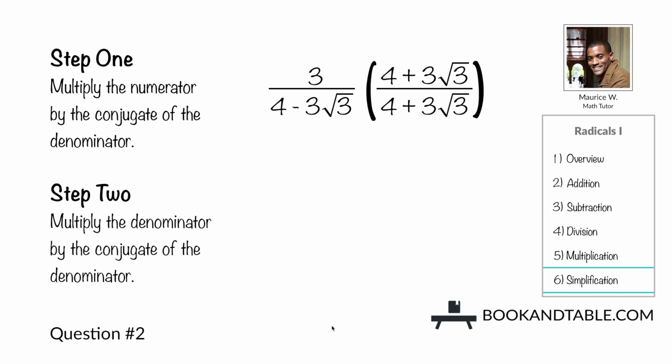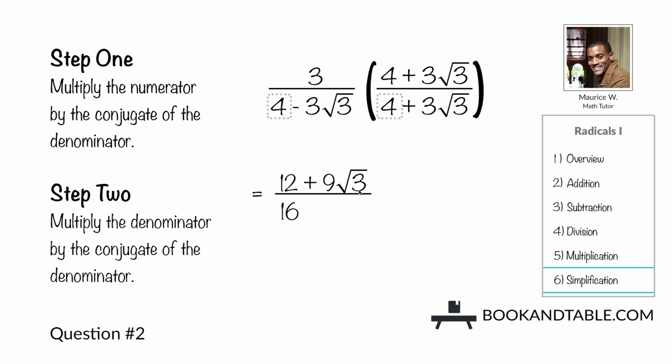Question number 2. You were given 3 divided by 4 minus 3 radical 3. Step 1, multiply the numerator, 3, by the conjugate of the denominator. When we switch minus to plus, the conjugate becomes 4 plus 3 radical 3. So step 1, we multiply the 3 times the conjugate. We get 3 times 4, which is 12. 3 times positive 3 is positive 9, radical 3.